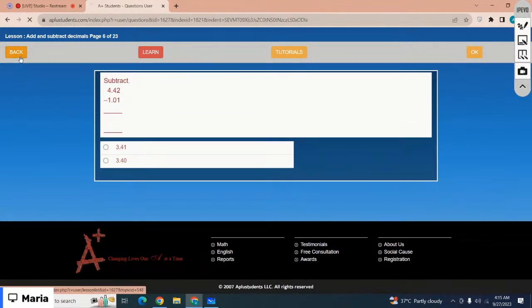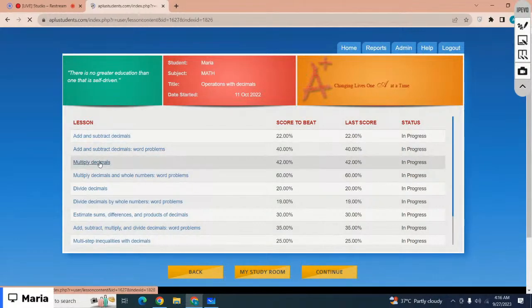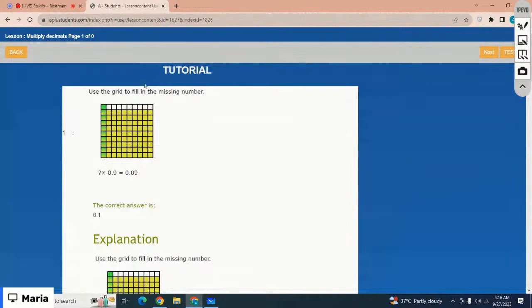Okay, you can complete the lesson by yourself later today. The next one is add and subtract decimals word problems, right? You have to do the word problems on your own. They are exactly the same like we just did, right? The next one is multiply decimals. Let's just start with, yes, here you have to multiply using grid, right?